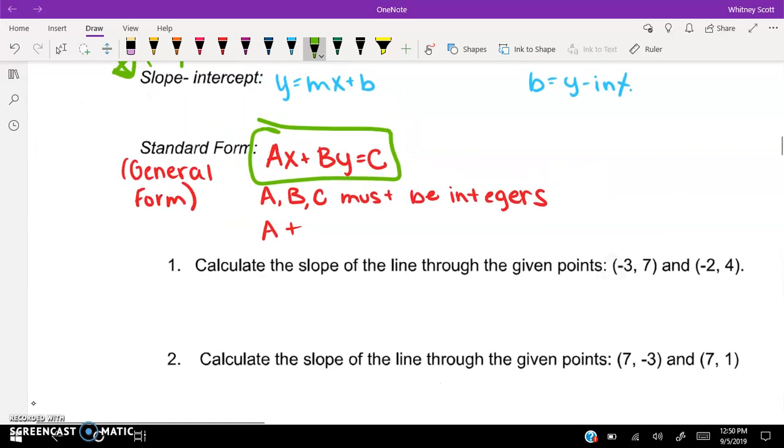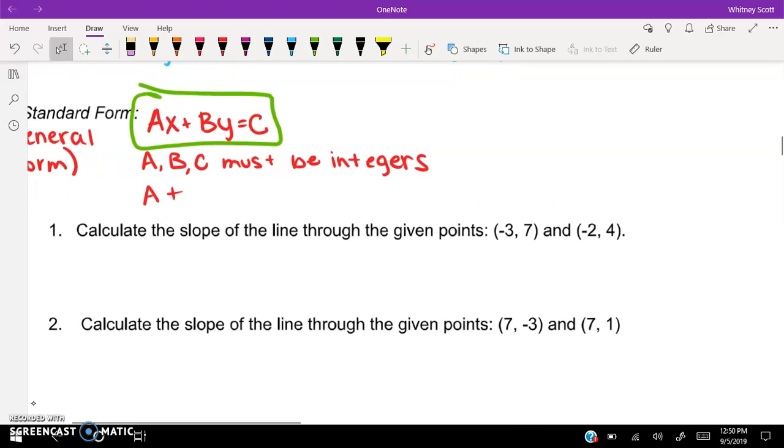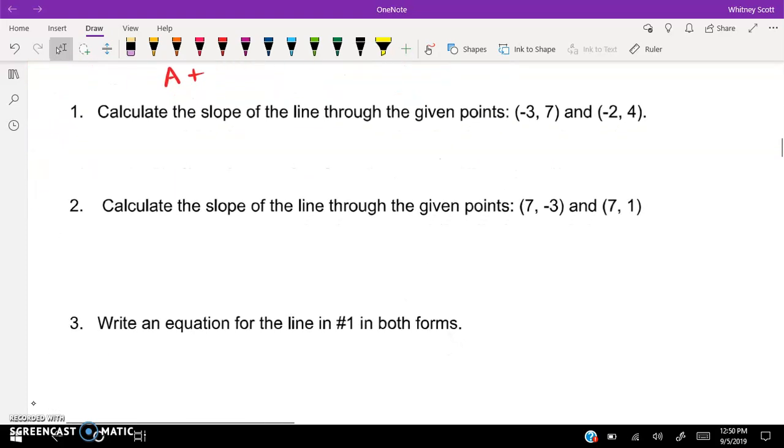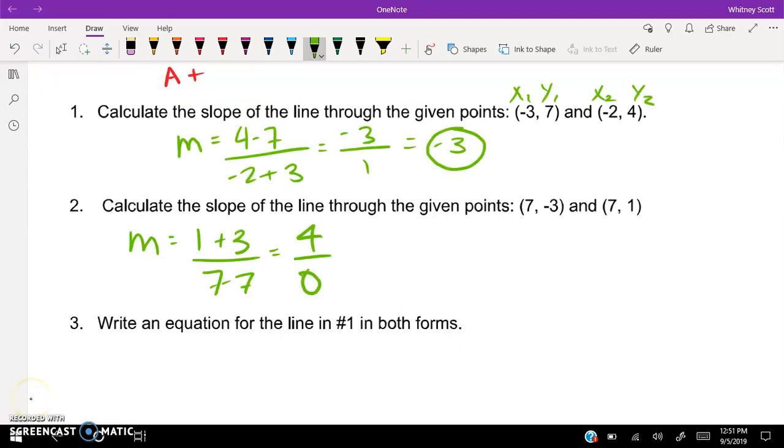So calculate the slope of the line through the points. I want you to pause, use your slope formula to do 1 and 2, and then check back. So you remember you can label x1, y1, x2, y2. It doesn't matter which ones are your 1s and which ones are your 2s, as long as your x is first and your 1s go together and your 2s go together. So I calculated slope for number 1 and got -3, and if you would have calculated a different way, you still would have gotten the same thing.